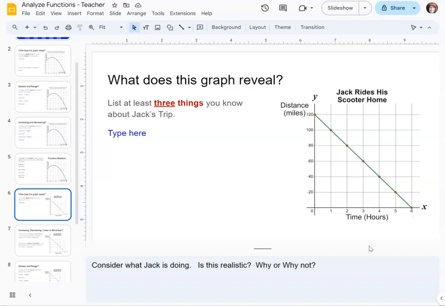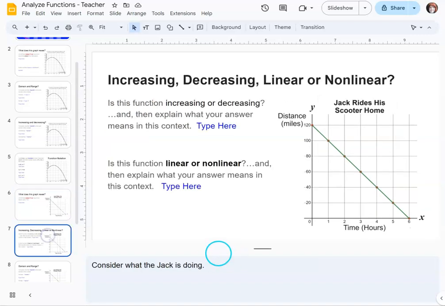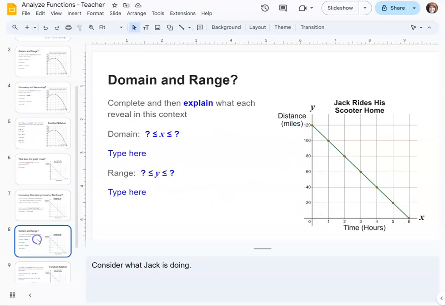to notice these things, because in the real world they're encountering crazy stuff all the time, and they don't need to just accept things at face value. They need to question them. Then this one is again asking linear or nonlinear. Why? What does that mean in this context? Well, he's going at the exact same rate the whole time. Is this function increasing or decreasing? Well, it's only decreasing. So as the time goes on, his distance is decreasing.